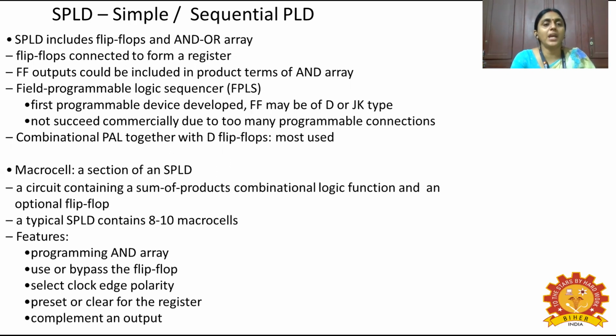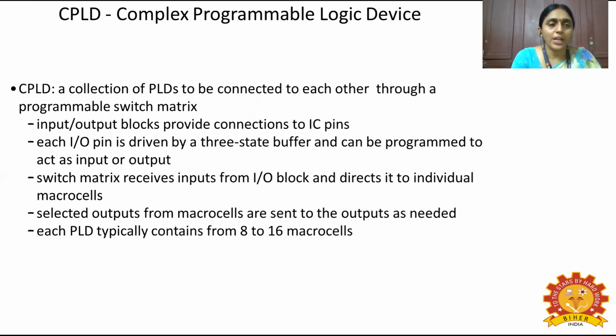It's a combinational PAL together with D flip-flops which are mostly used. The macro cell is a section of a SPLD, a circuit containing a sum of products combinational logic function and an optional flip-flop. A typical SPLD contains 8 to 10 macro cells and involves the features: programming the AND array, use or bypass the flip-flop, select clock edge polarity, preset or clear for the register, and complement the output.